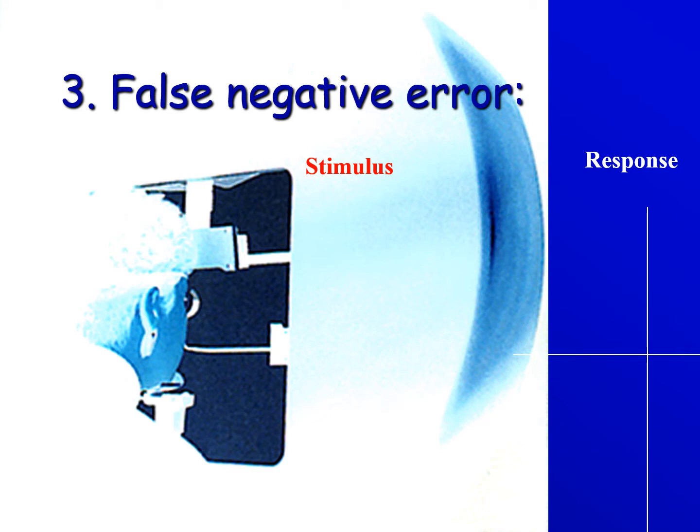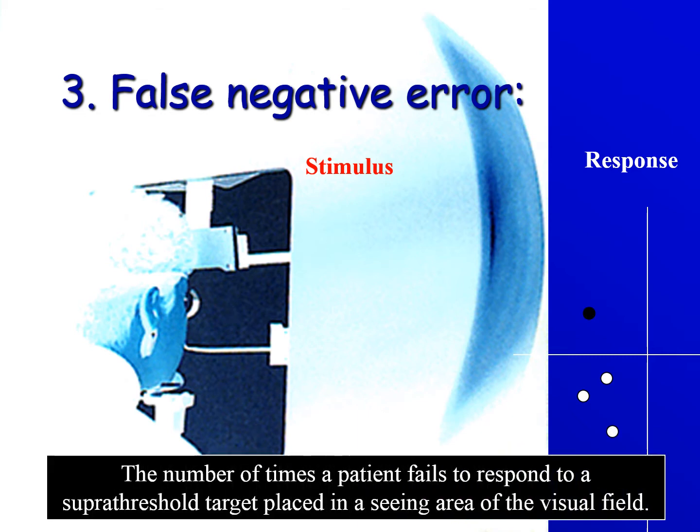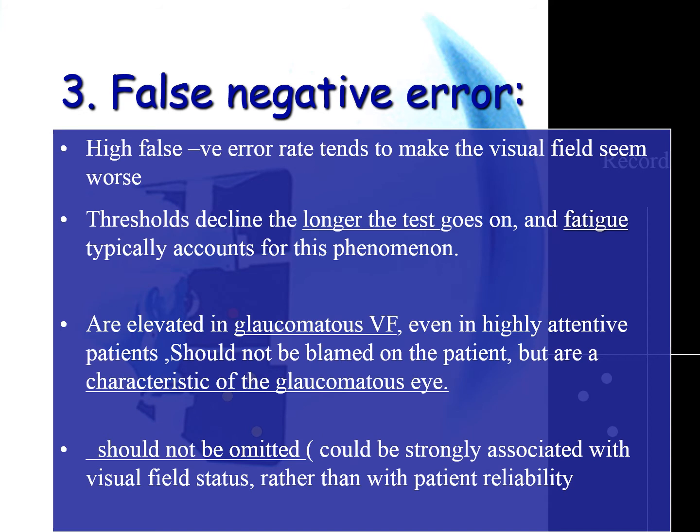What about false negative? After testing a point and reaching the level at which we say this point has a sensitivity of so and so, after a while the software will stimulate this point again with the strongest stimulus, and we are expecting the patient to answer yes, he sees it, but he will say he doesn't see it. This is false negative. High false negative error tends to make the visual field seem worse. The threshold declines the longer the test goes, and also fatigue accounts for that.